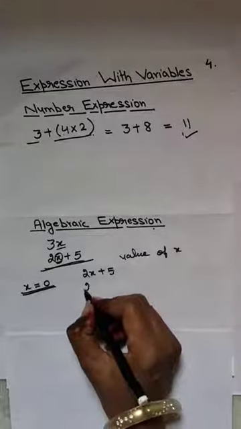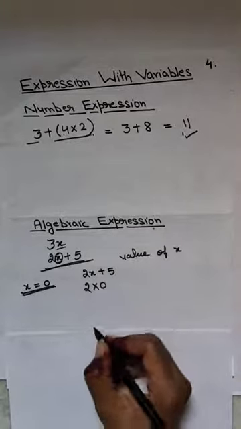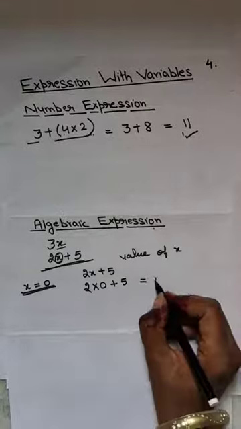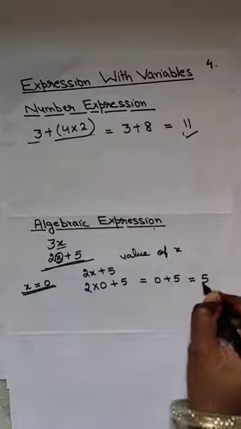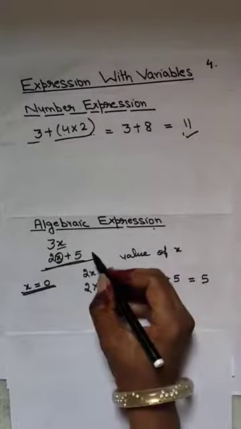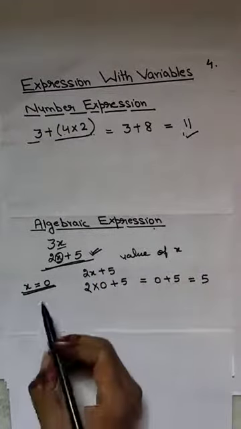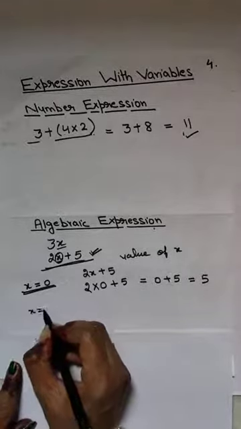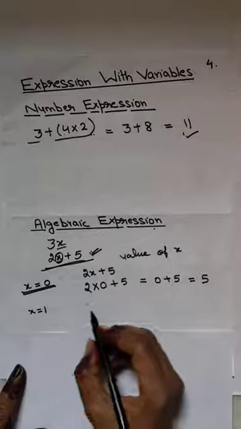So how we will solve it? 2x means 2 multiplied by x. So it is 2 multiplied by 0. Then plus 5. So 2 zeros are 0 plus 5, which is equal to 5. So we are able to find out the value of algebraic expression if we have the value of variable. We can solve it if x equal to 1 because x is a variable. Its value can change.